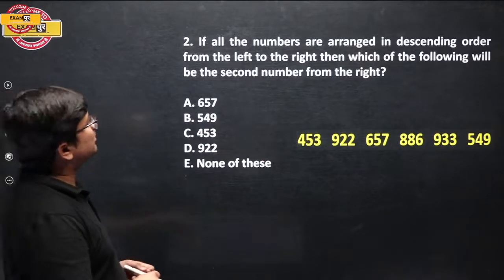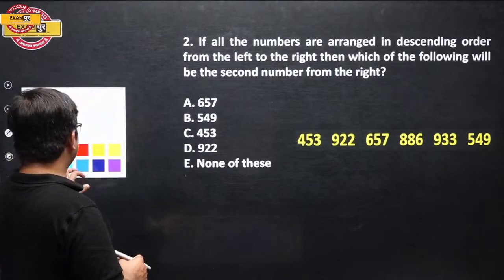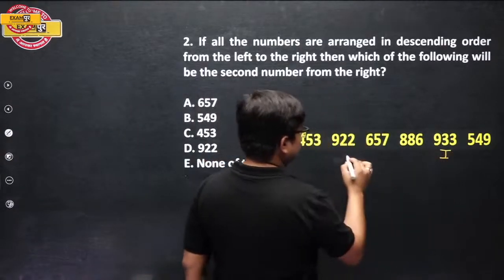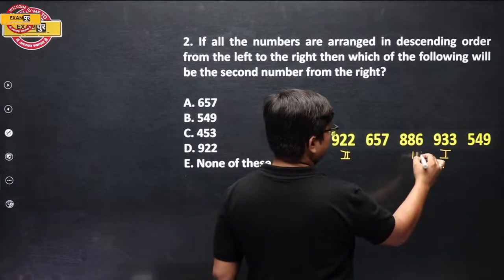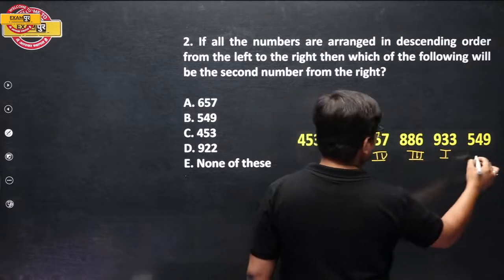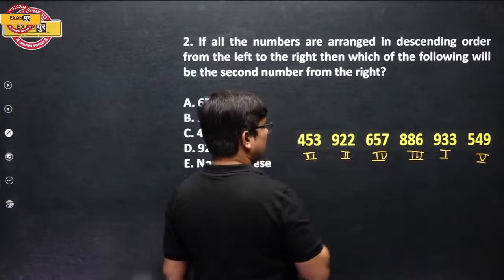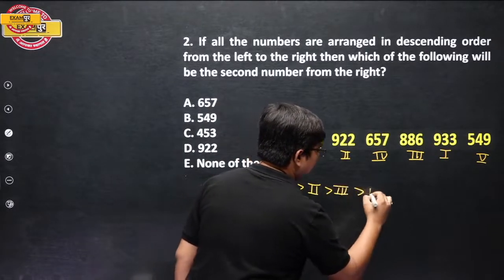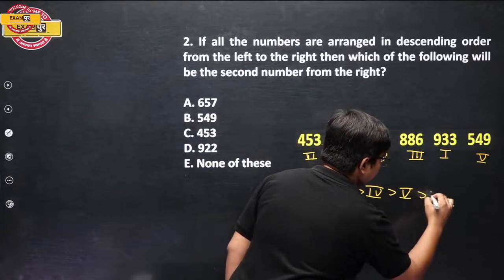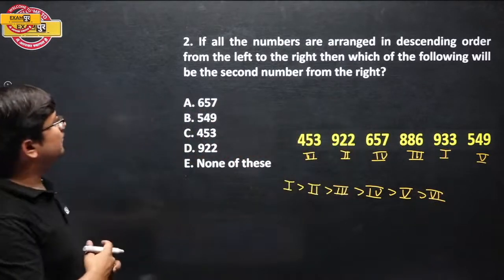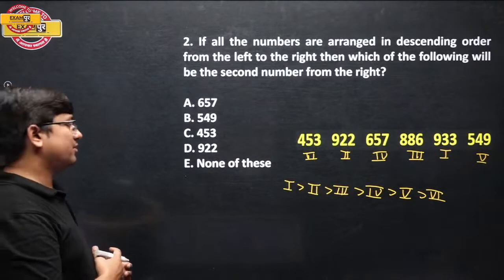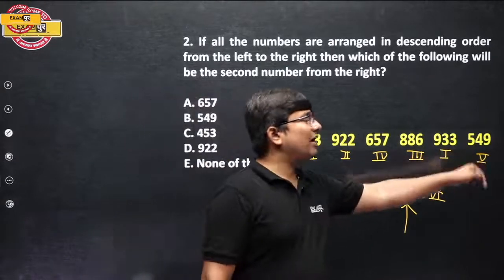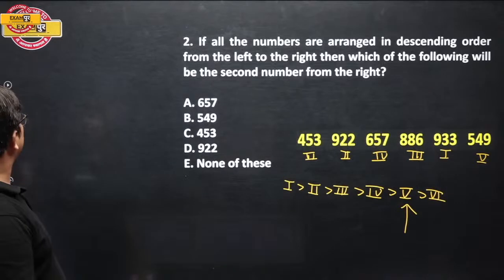See, if all the numbers are arranged in descending order from left to right, if you start arranging the numbers in descending order from left to right, first of all this number will be arranged, then this number, then this number, then this number, then this, and then this. All right, my dear students. So if the numbers are arranged in descending order from left to right, which of the following will be the second number from the right? The second number from the right is this one, and that number, as you can see, is 549. So therefore the correct answer is 549.